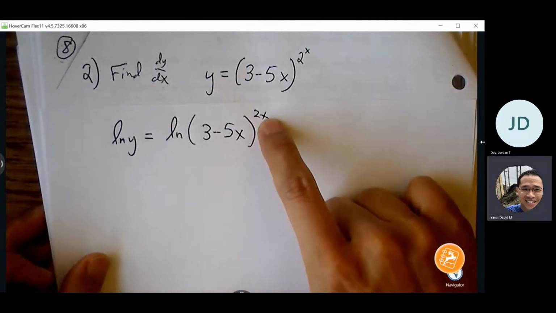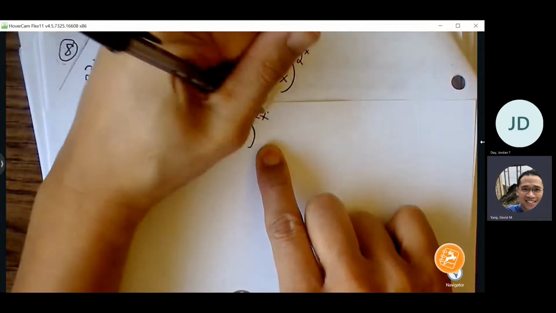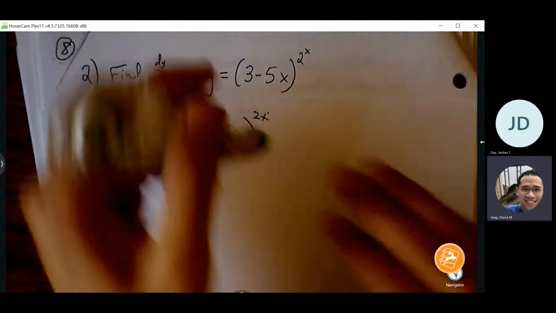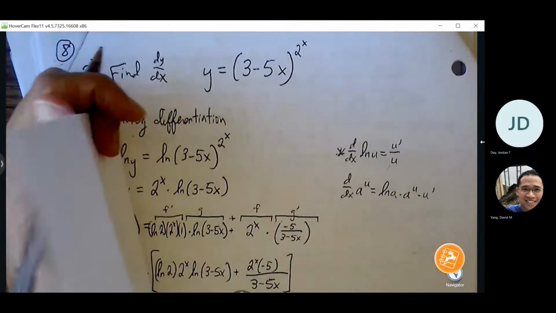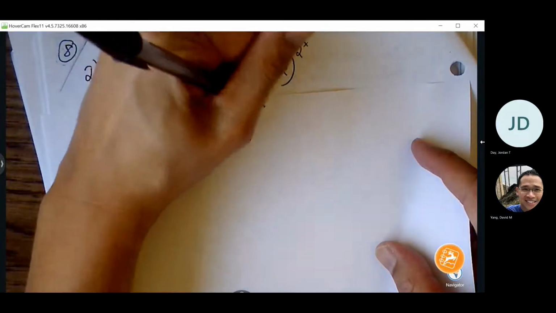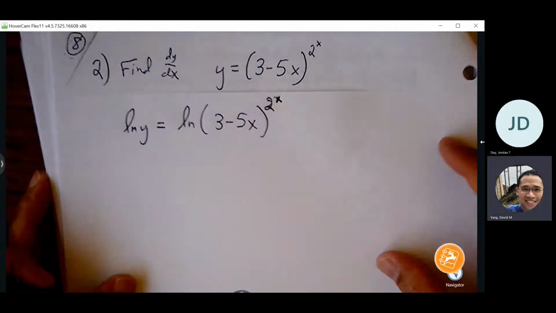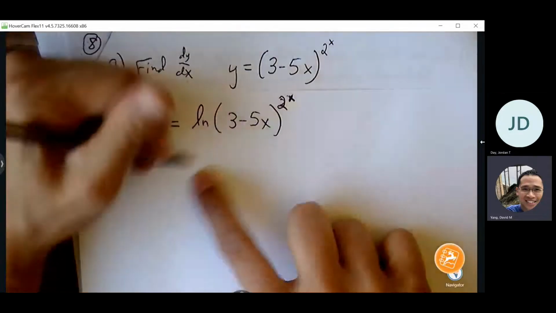Okay, so now that this 2x is free to move, right? Wait, that's 2x. Is it 2x or 2? Sorry, 2 to the x. Okay, my bad. 2 to the x. So that 2 to the x is free to move now that it's inside a log expression.